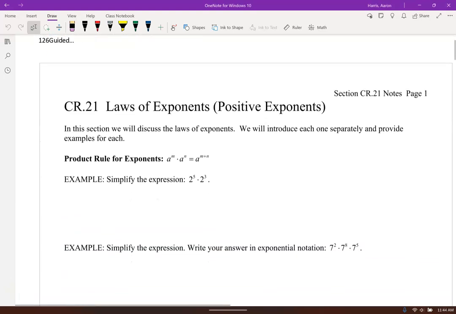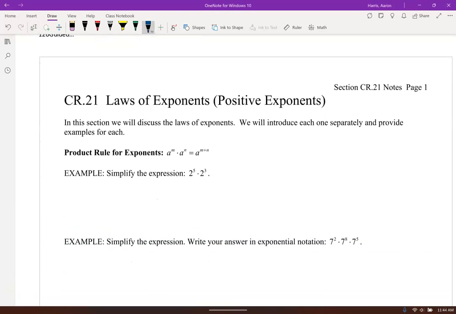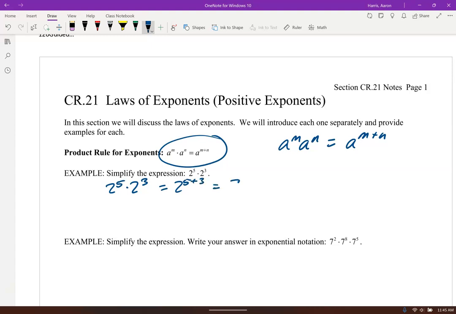Let's remind you guys of the laws of exponents. Here's our product rule: a to the m times a to the n. Notice they have the same base, so it's a to the m plus n. For example, 2 to the fifth times 2 to the third would be 2 to the eighth, right?